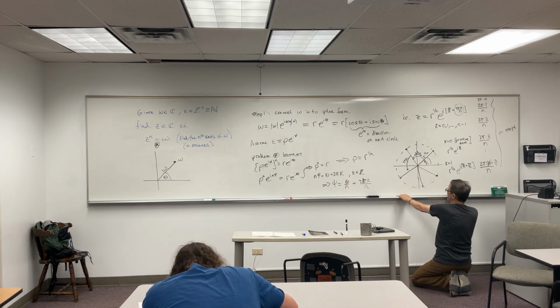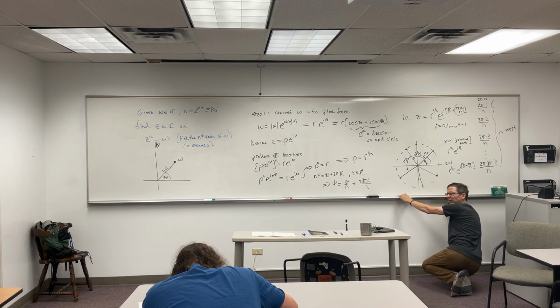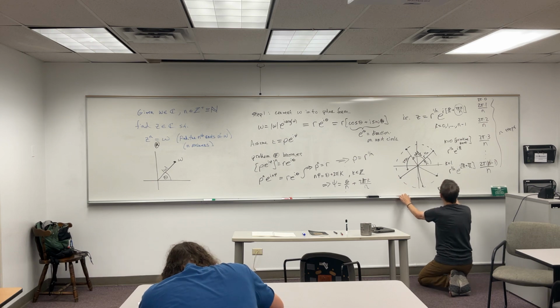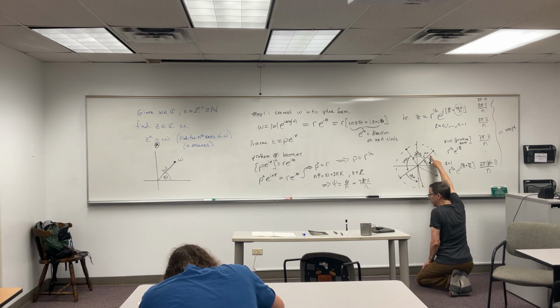And those are poorly spaced. This is a badly drawn pie. Somebody's got a big piece. You want all these pieces to be the same, but each one of these is just 2 pi over n around. And eventually you end up back at the original place.